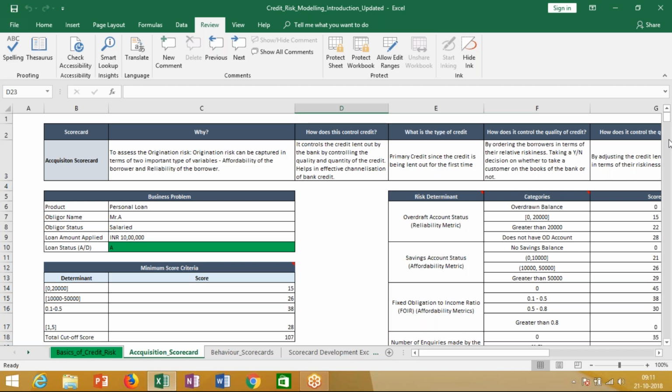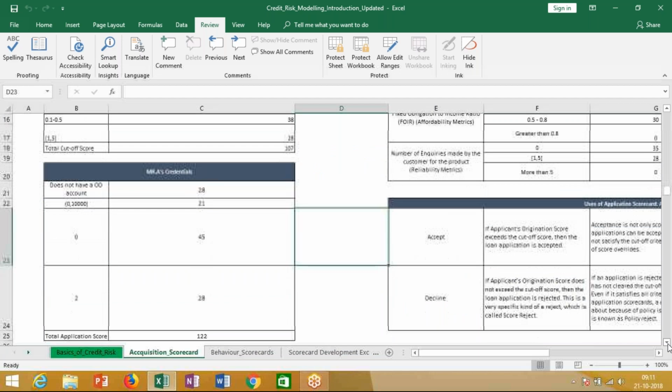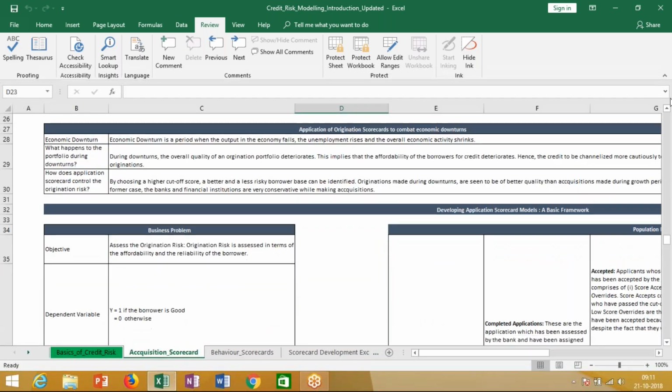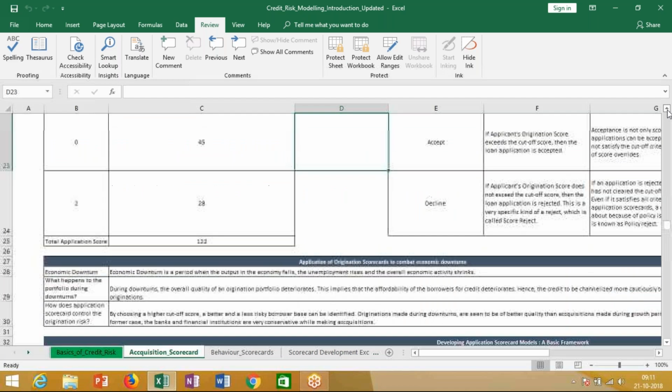So this is something which we will be talking about in more detail as we go forward. But as of now, we'll move on to talk about the application of origination scorecards.